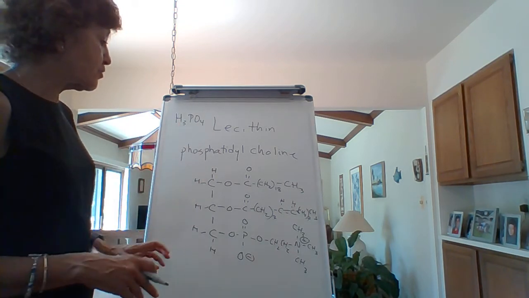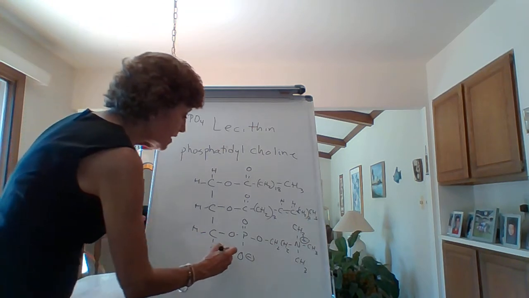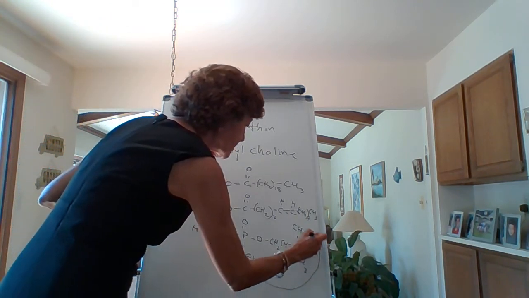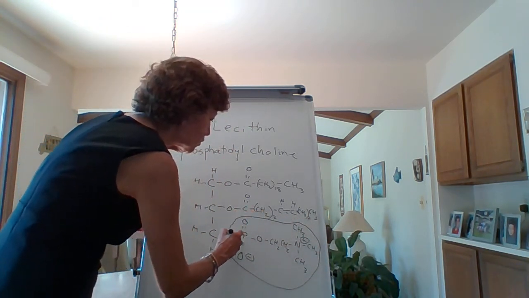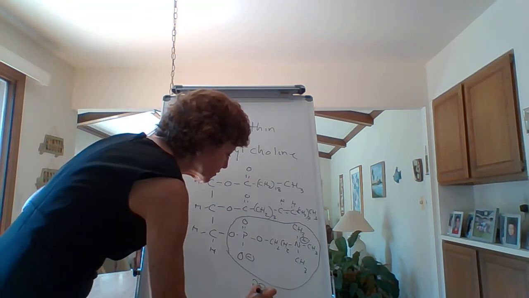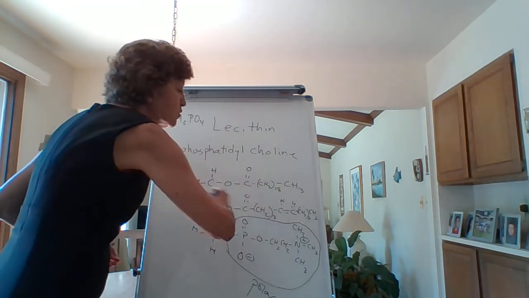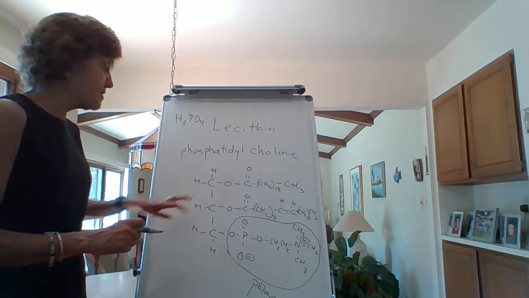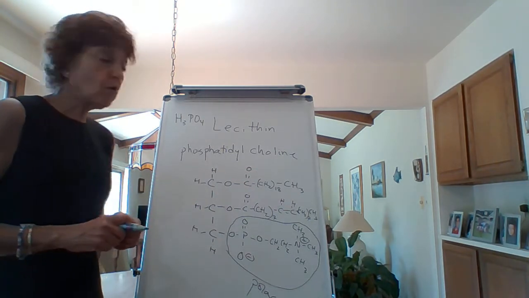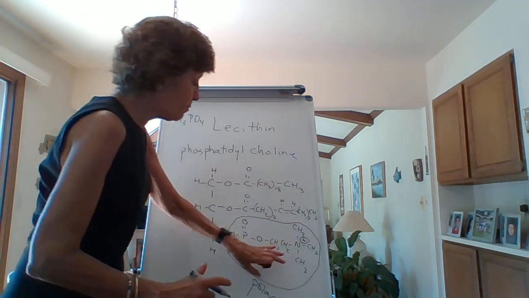Anyway, back to the structure. This over here, you can see this. This part is polar. And these two long chain fatty acids, that's nonpolar. So this is called the polar head.